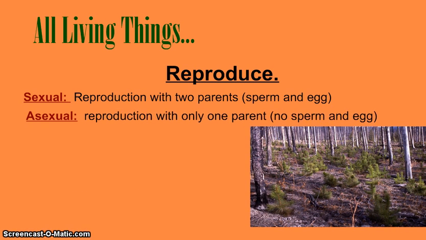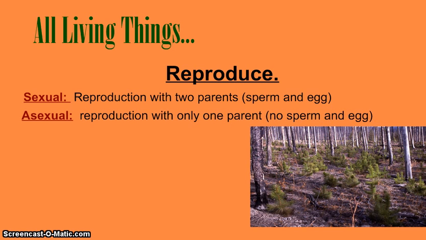The second kind of reproduction, less familiar to you, probably because it mostly occurs in some of those unicellular organisms Mr. Ruska was just speaking of, is asexual reproduction, and this is reproduction where there's only one parent. There's no sperm and no egg.